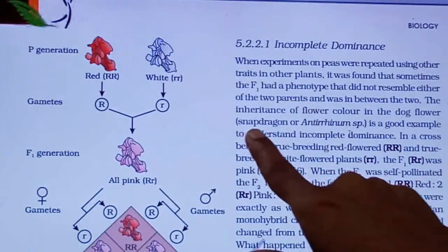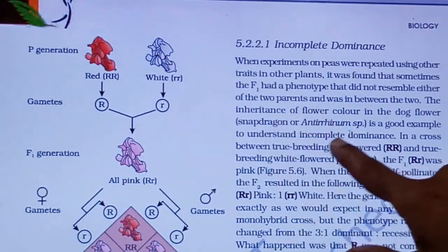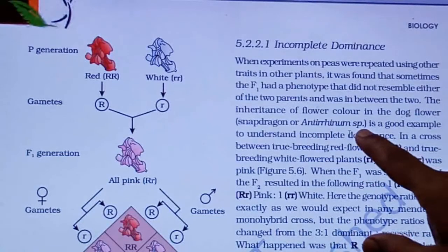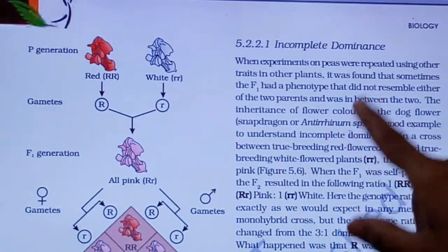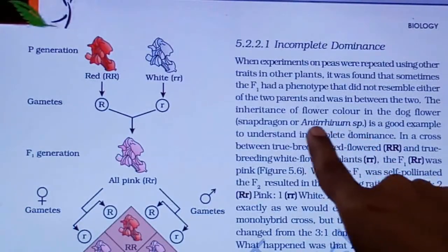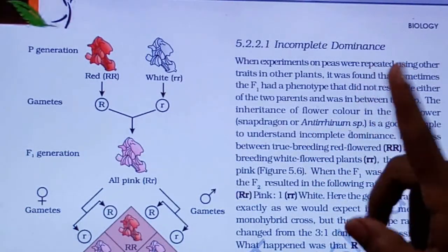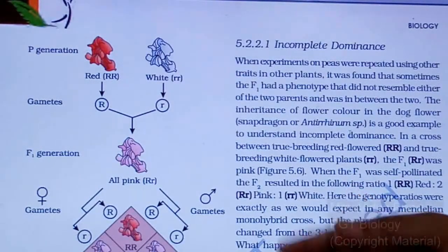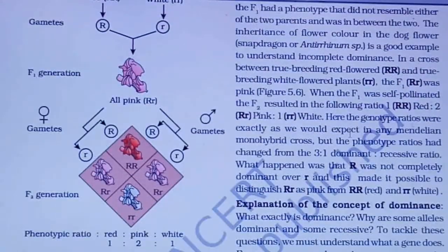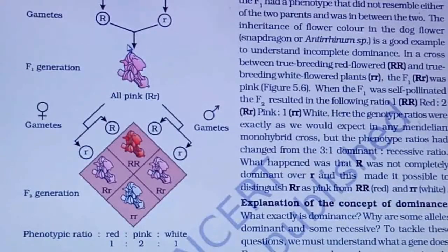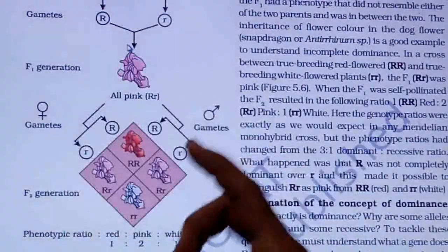The name is snapdragon. This is the common name, and Antirrhinum species is the scientific name, right? The scientific name will generally be asked. Whenever the botanical name or scientific name is asked, you have to write Antirrhinum species. And if only the name of that plant is asked, then you can also write snapdragon, no problem, marks will not be cut. But suppose the definition will be asked for 1 mark and the explanation will be asked for 2 marks.